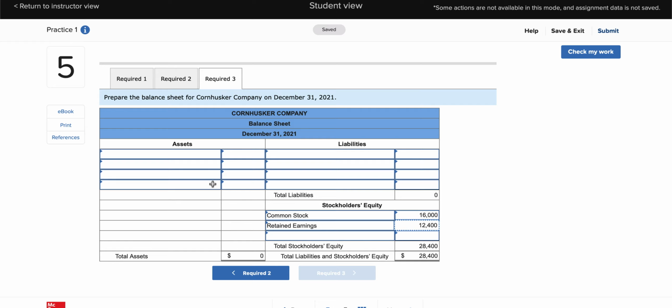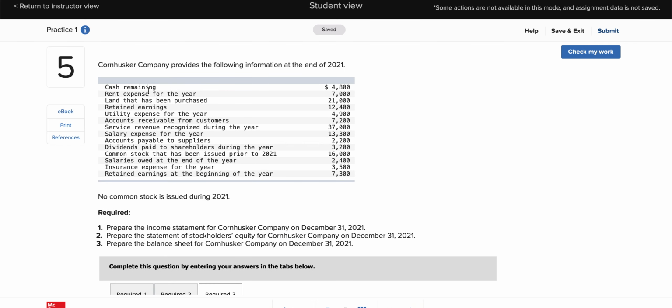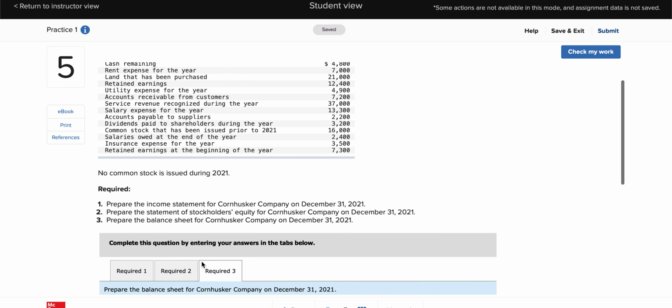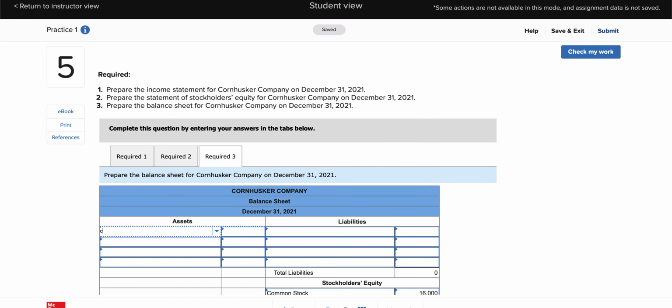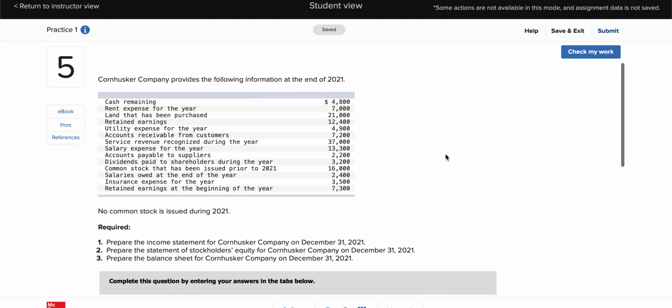It looks like we have about 4 rows here for assets, if the highlighting is any indication. Let's see what we have. Cash remaining is $4,800. So my cash balance, cash is always the first asset listed, was $4,800. The rent expense, that went on the income statement. I don't need to use that now. Land that has been purchased is worth $21,000. I want to see if there are any other assets first before I drop in the land. Retained earnings, we use that in the statement of stockholders' equity. Utilities expense, we used on the income statement.